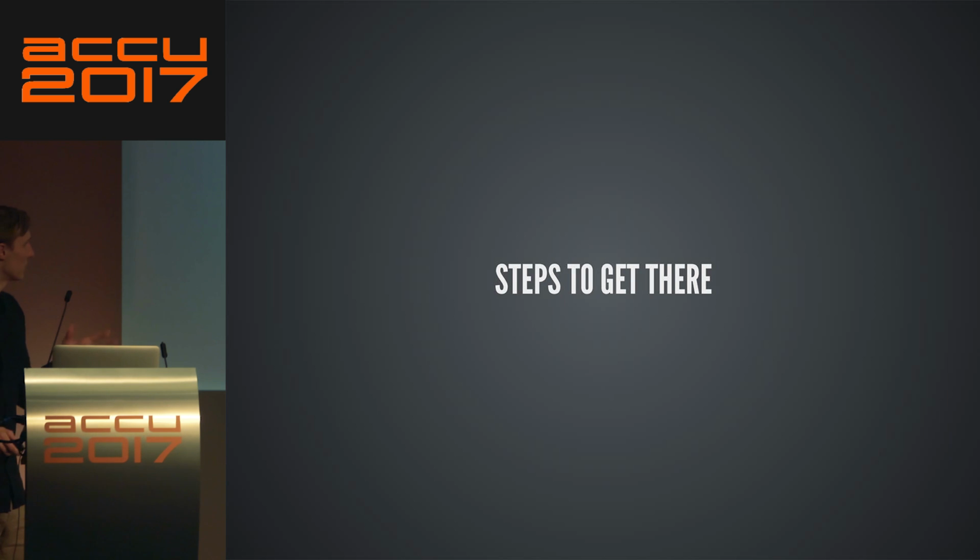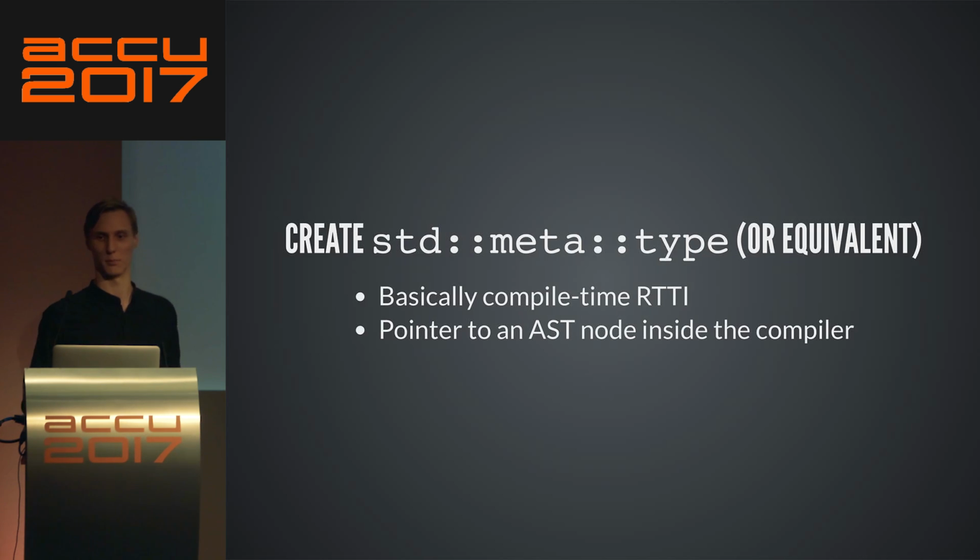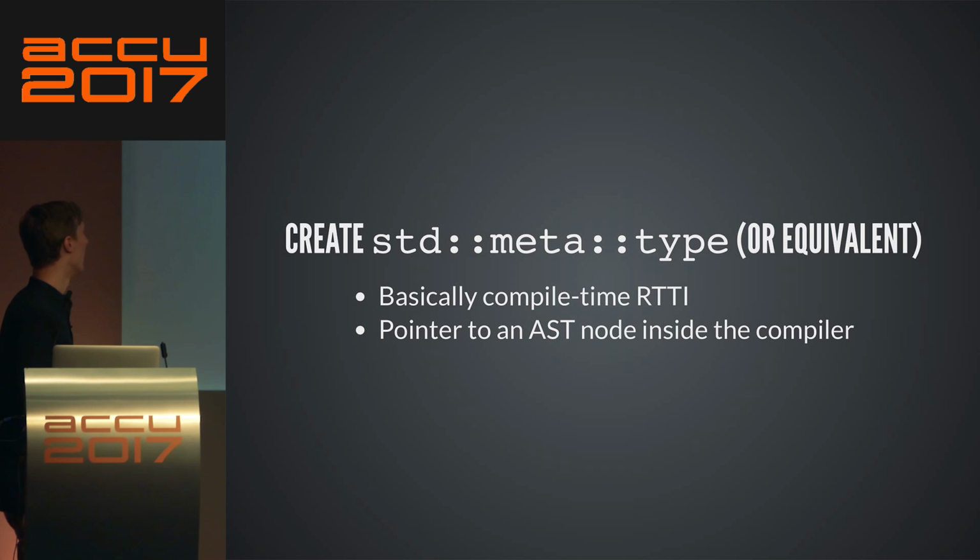And so I think I see 4 steps to get there. And I'm a little bit over. I'm almost done, though. Feel free to leave if you want to. So the first step is to expand constexpr evaluation to allow some allocations, which gives us basically variable size sequences like vector in constexpr. We think that's possible, but we're not sure yet. But it should be possible. There are some very deep implications to that.